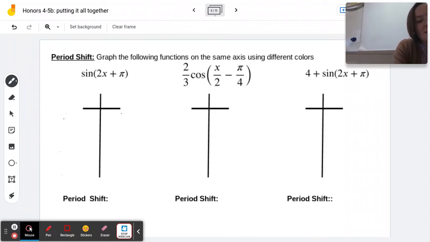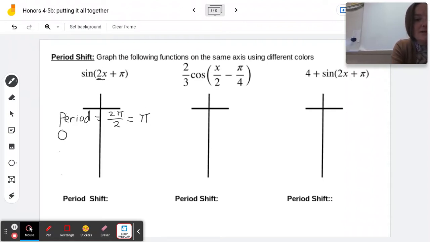The first thing I want to establish is probably what is the period of this function? And the period is found by taking 2 pi and dividing it by b. In this case, we can see that b is the value in front of x, and that is going to be 2. Therefore, our period should be pi.